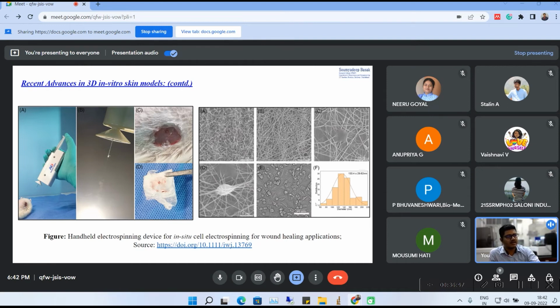You can see here in the images, in panel D, there are cells trapped in the nanofibers that are created using these handheld devices. So electrospinning in situ with cells for wound application is also being done for tissue engineering.